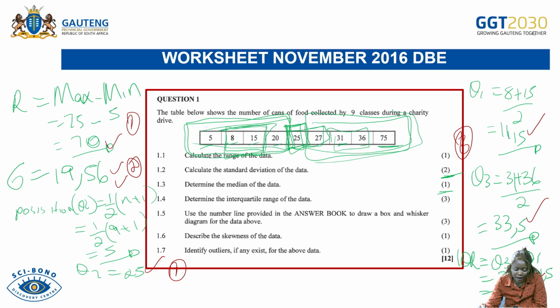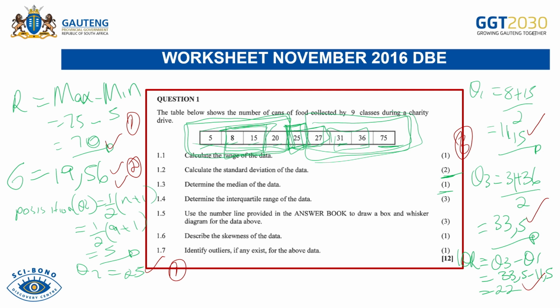So 1.5, 1.6, and 1.7, you will continue it at home. You will draw the box and a whisker diagram. Already you have everything there. You have your Q1, you have your Q3, you have your Q2. You also have your maximum and your minimum value, so you can just find your box and your whisker. And then when you are describing the skewness of the data, if you can't see your box and your whisker nicely, just check the mean and the median. Remember I said you can just compare the mean and the median, ne?